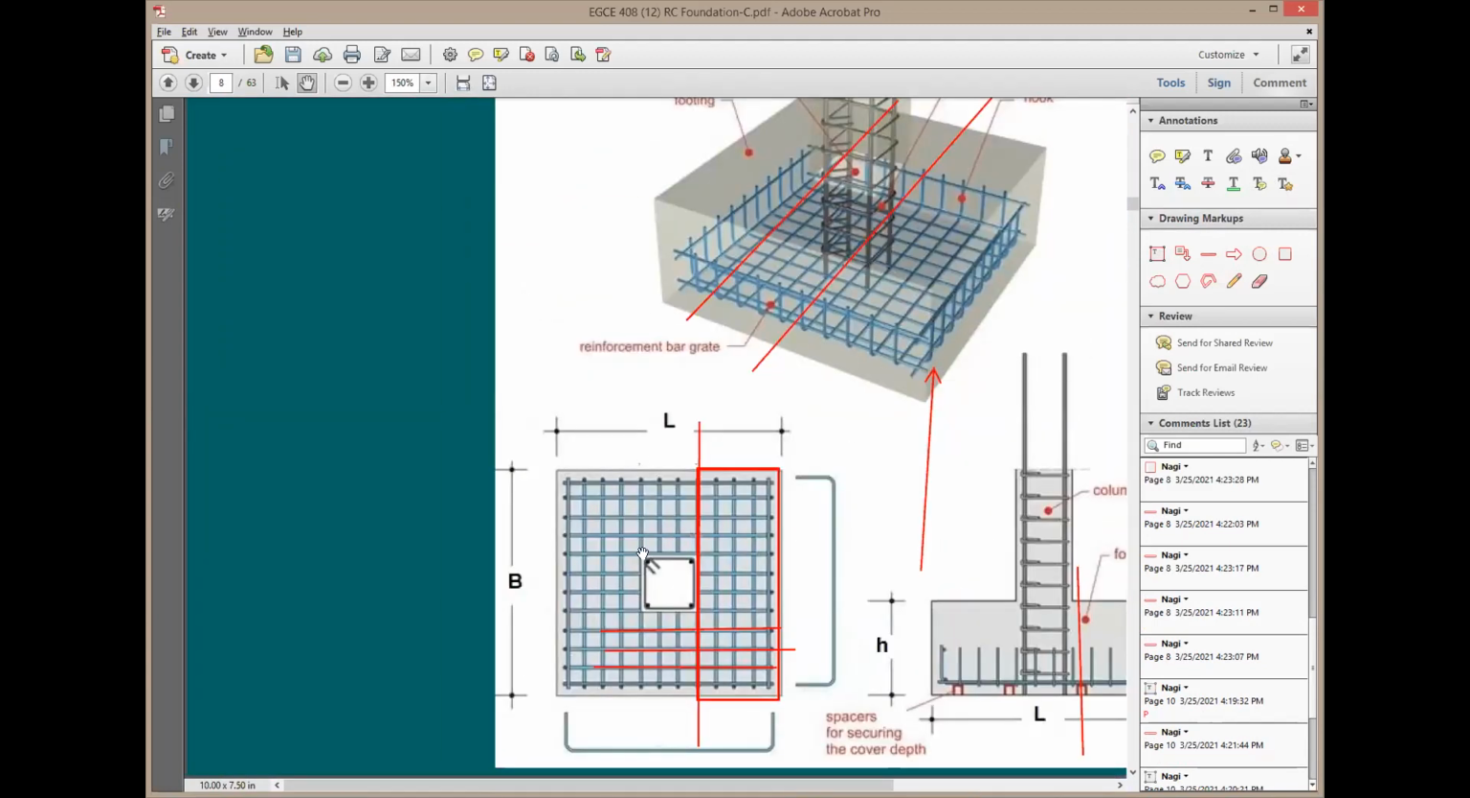This is good. How about this reinforcing here? What do we design it for? You're going to say we designed exactly for the same thing. I'm going to have a critical section for the moment. It's going to be at the face of the column in this direction. So this is going to be for the rebars in the X direction, so I'm going to call this the X direction, right? So this section is going to be the critical section.